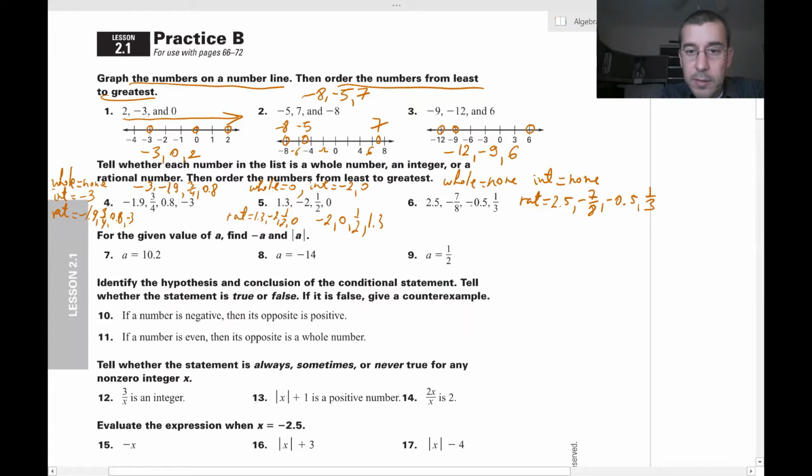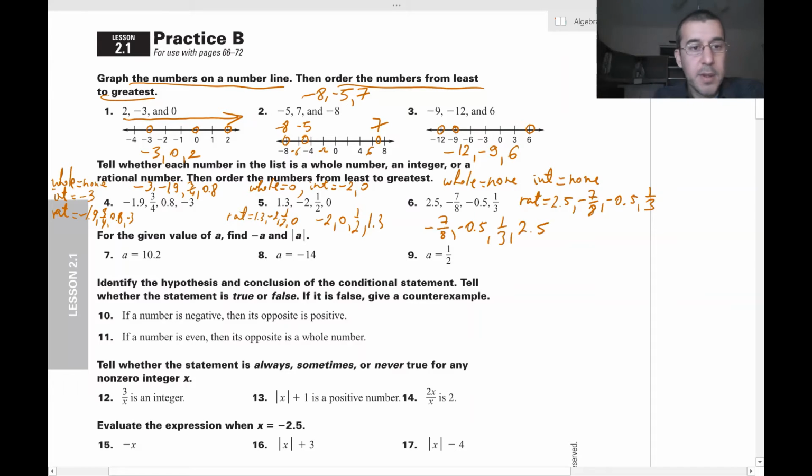Then order the numbers from least to greatest. We have 2 negative numbers. -7/8, that's almost -1, so that one is going to come first. -7/8, then -0.5, and then 1/3 is 0.3333, so that comes next, and then 2.5.